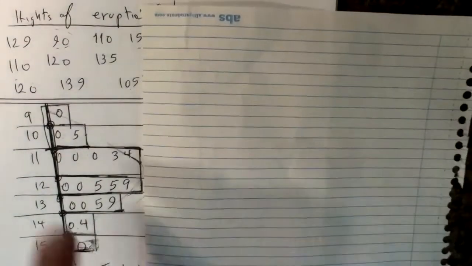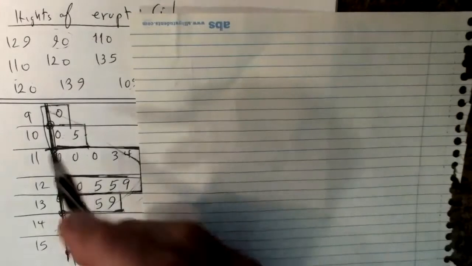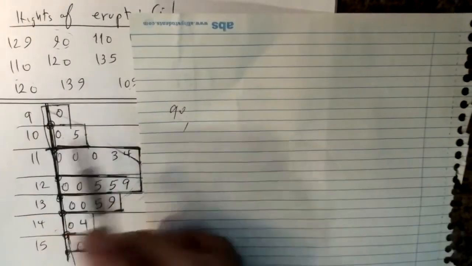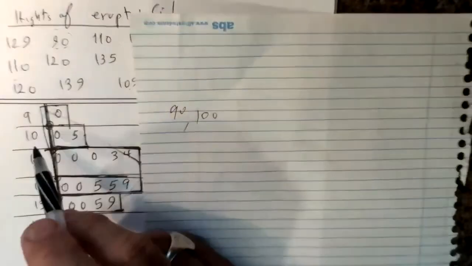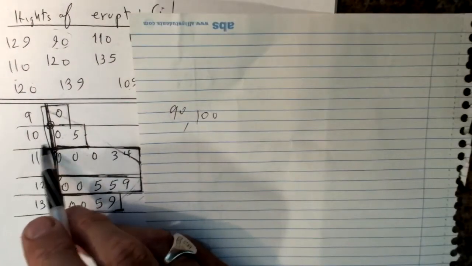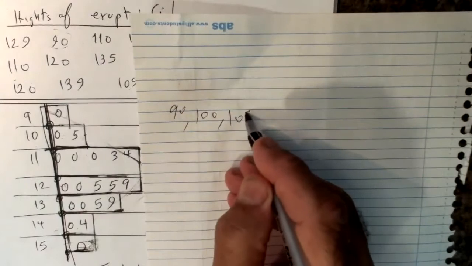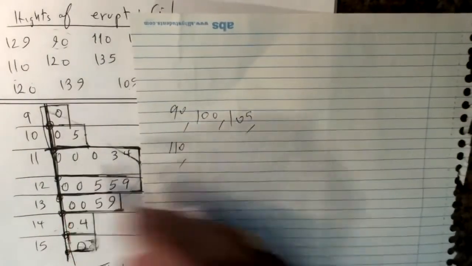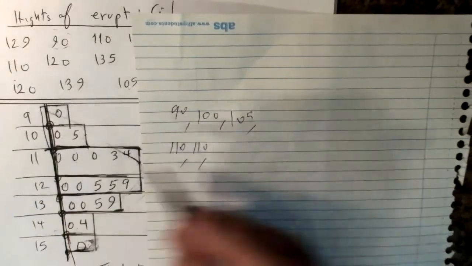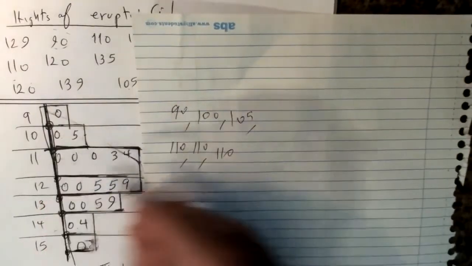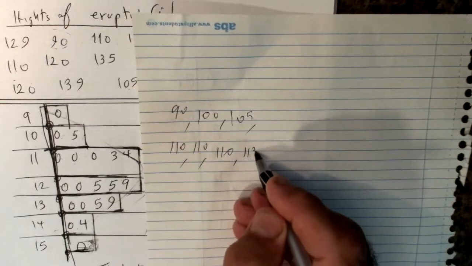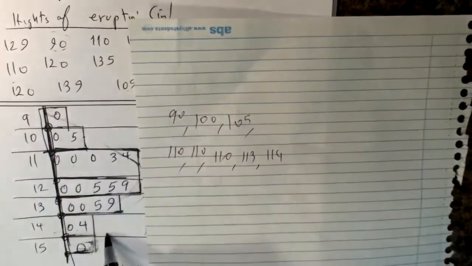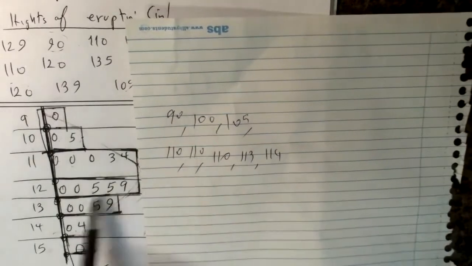Like, if I give you this and ask you to list all the numbers, you just say, okay, one number is 90, and then 100, and then another number, 105, 105, and then 110, I have another 110, I have another 110, and I have 113, and I have 114. So if we give you this part and ask you to list the numbers, that's how it works.